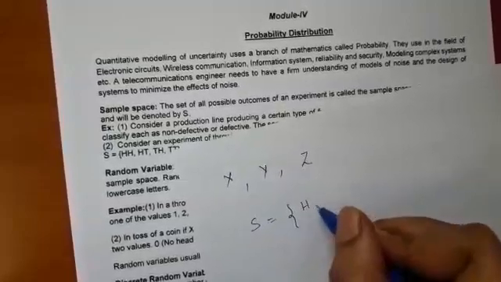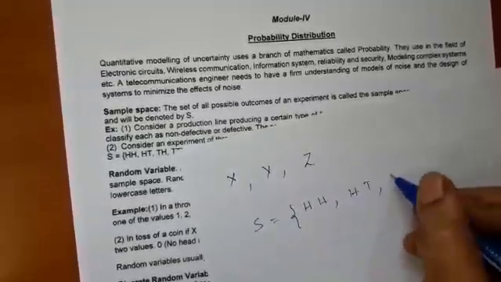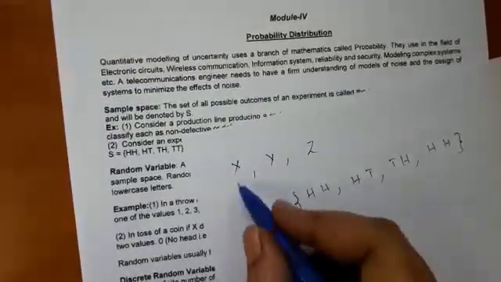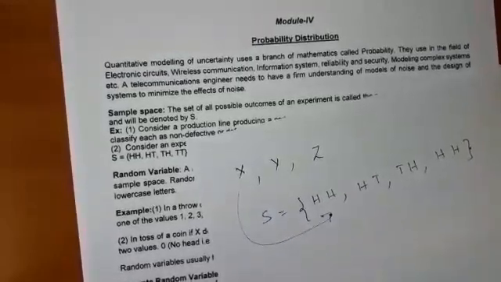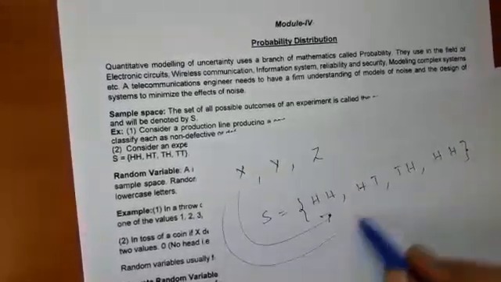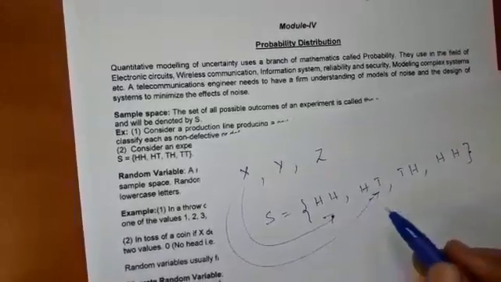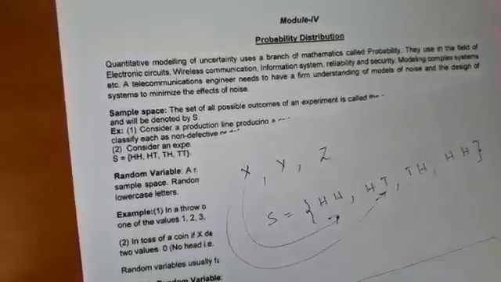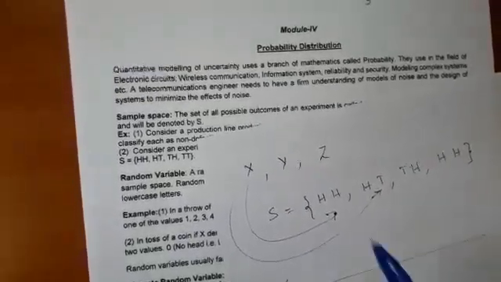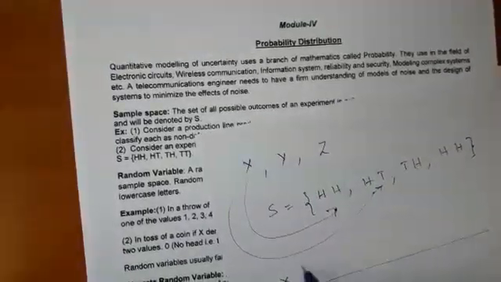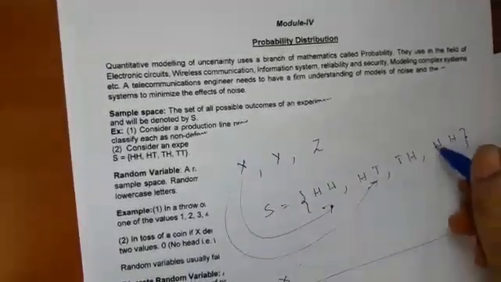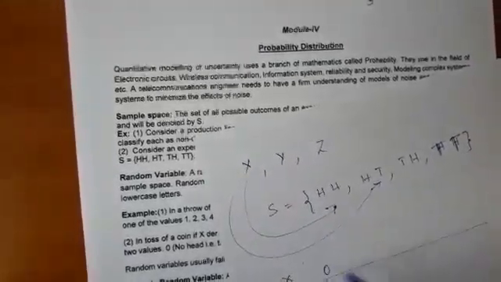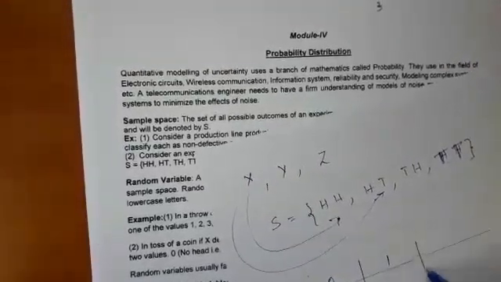Here you are tossing a coin twice. What are the outcomes you are expecting? HH, HT, TH, and TT. Now here, my X may denote the number of heads. Therefore, I'm going to take X as the number of heads when you toss a coin twice. What are the possibilities? None will be head, 1 will be head, and 2 will be head. Therefore, the values of the random variable are 0, 1 and 2.